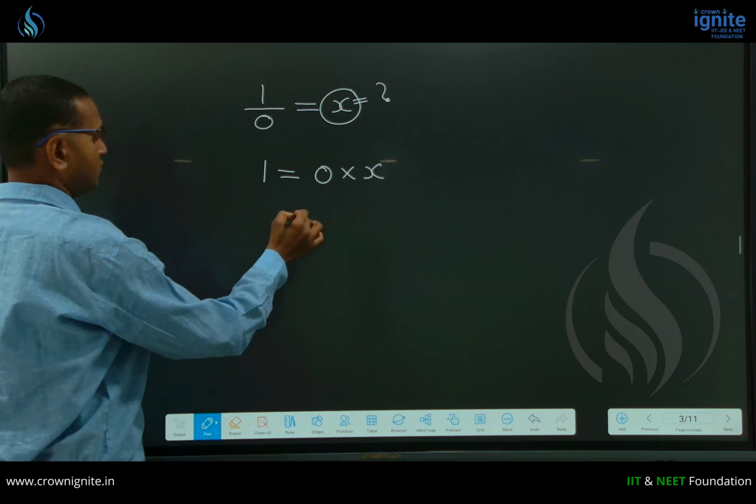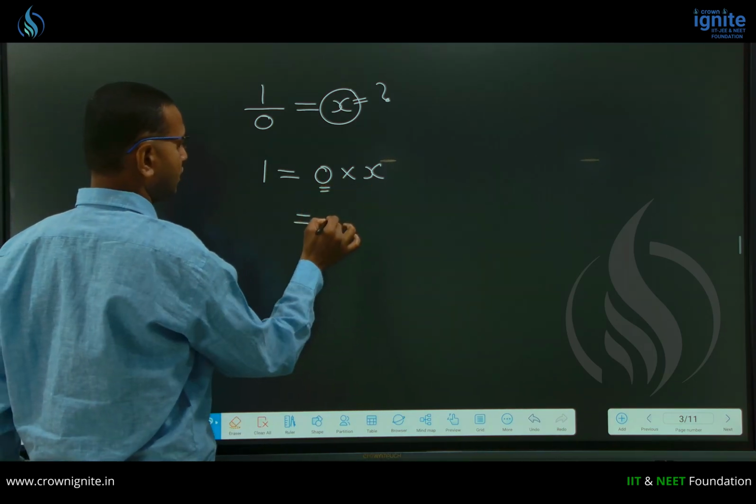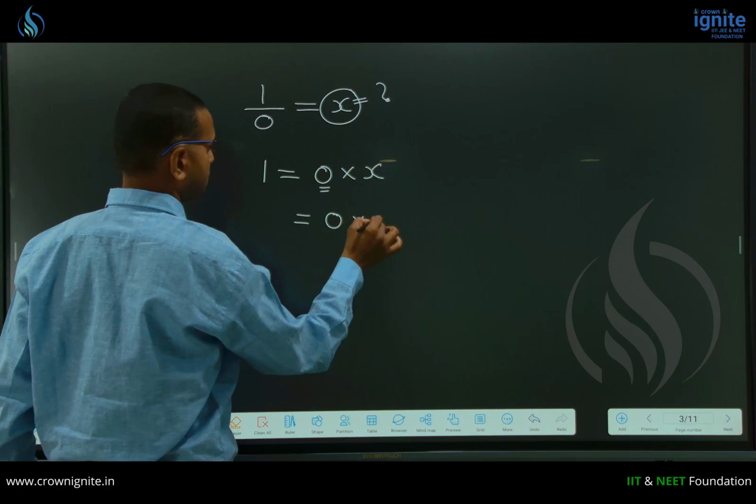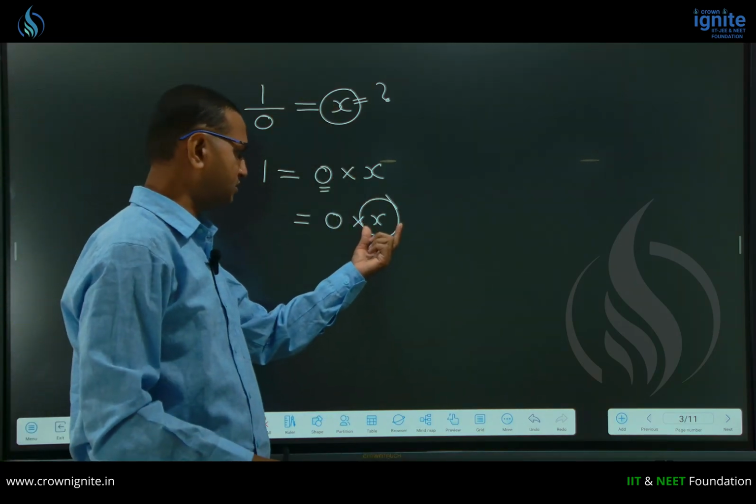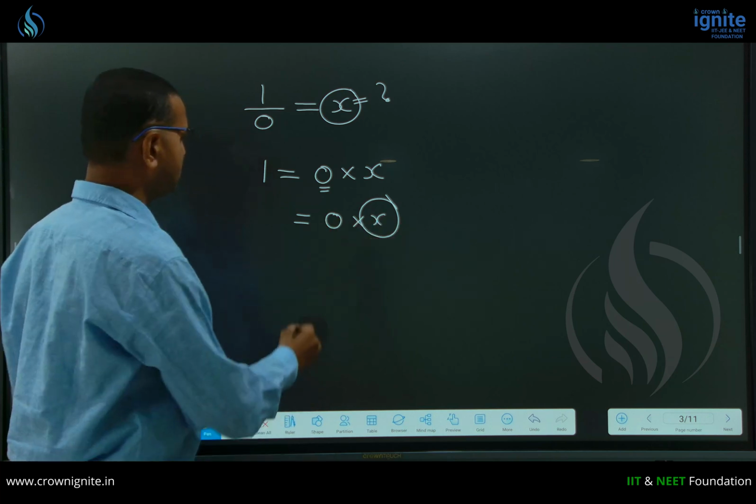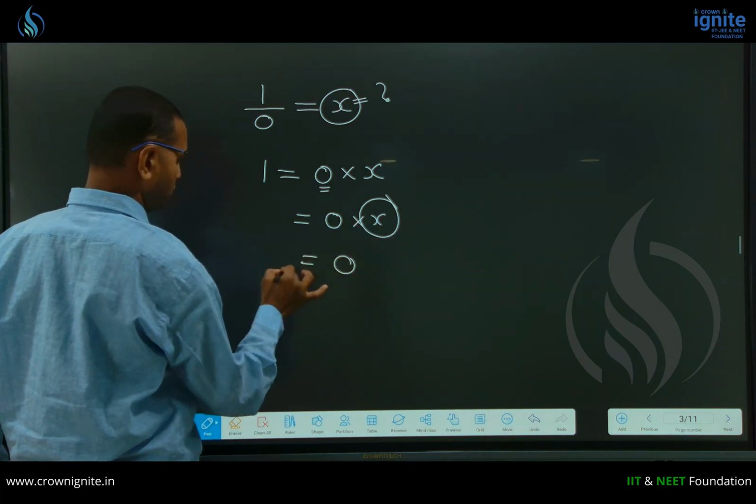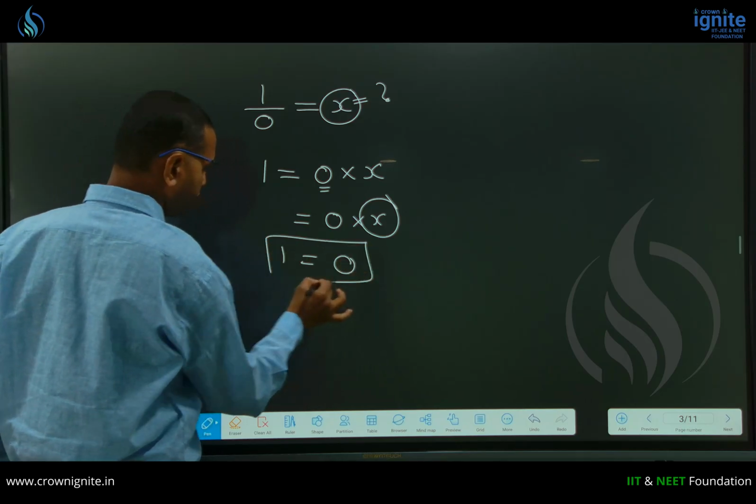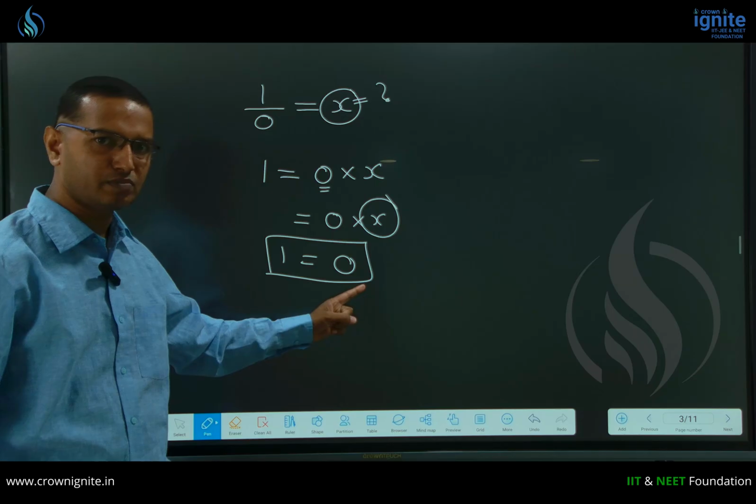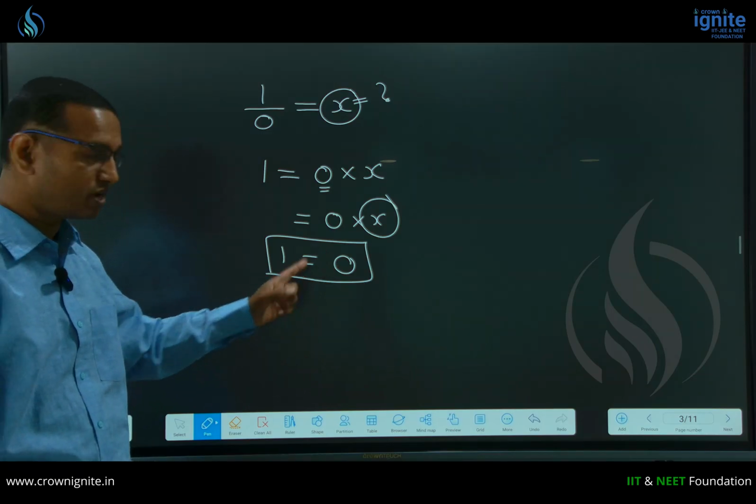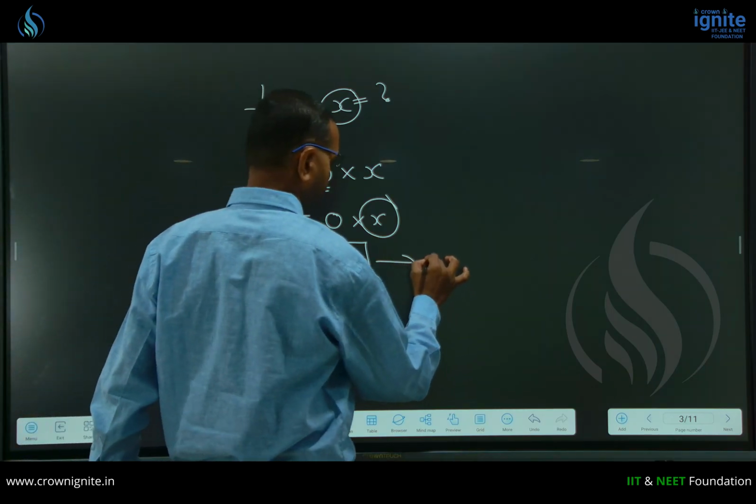0 into x is nothing but what? 0 into anything is obviously 0. You take any number x and multiply by 0. 0 into anything is 0. So the right hand side is 0, the left hand side is 1. So if we see this equation, is it possible to have 1 equal to 0 in mathematics? This is called a mathematical blunder.